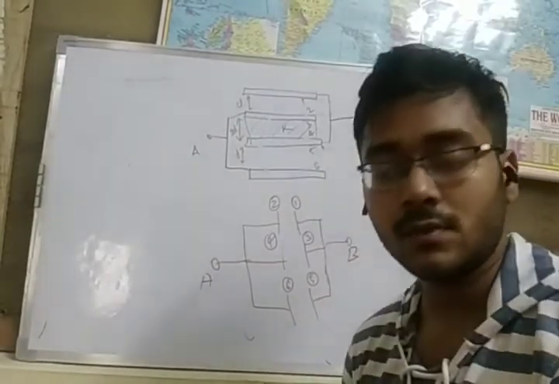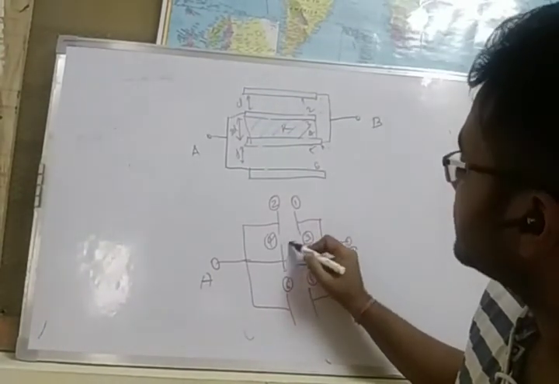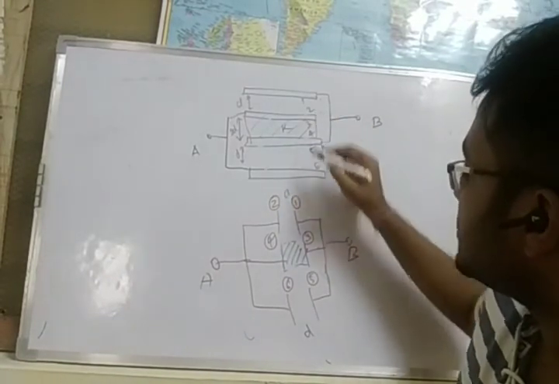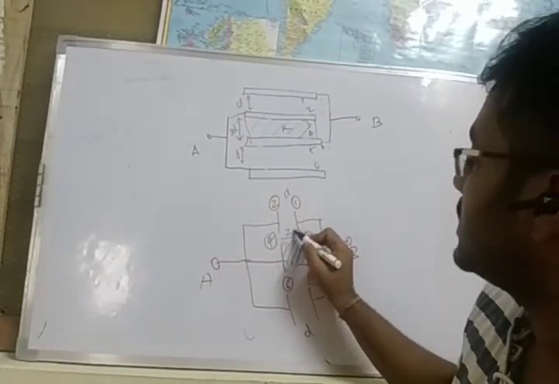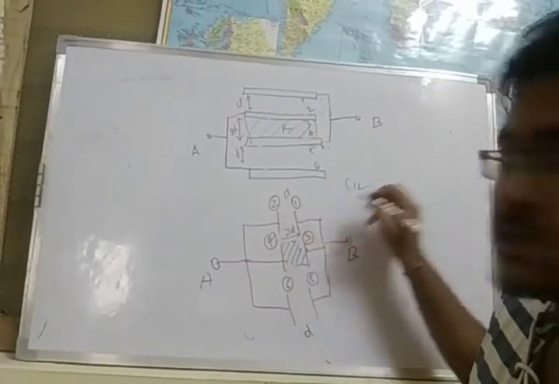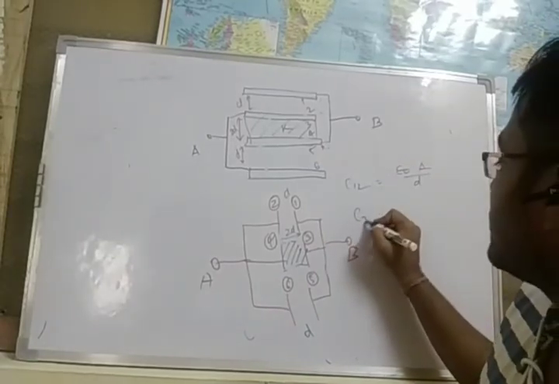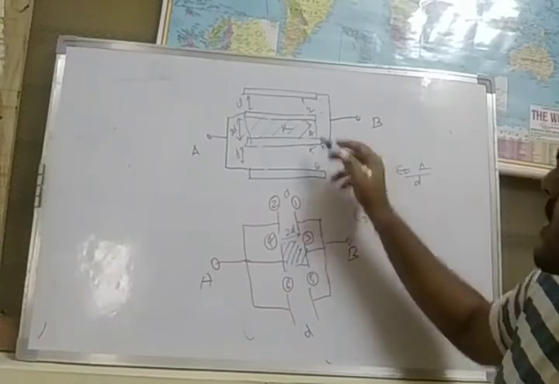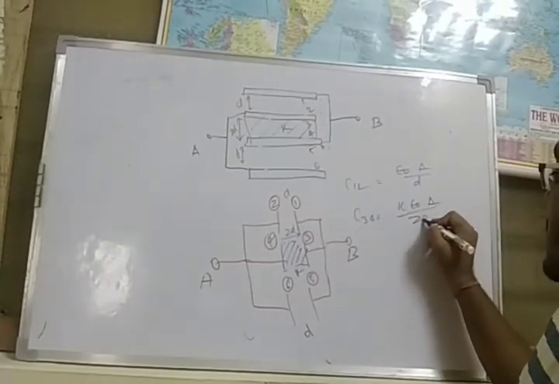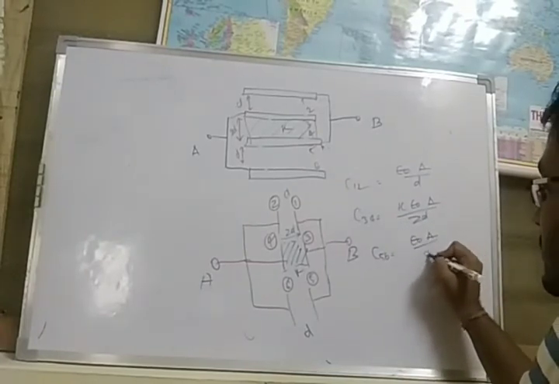Now, between 3 and 4, there is a dielectric. This distance is D, this distance is D, and between 3 and 4, the distance is 2D. So, what is C12? C12 is simply epsilon naught A by D. What is C34? C34 will be K, the dielectric constant is K, K epsilon naught A by 2D. And what is C56? Epsilon naught A by D.